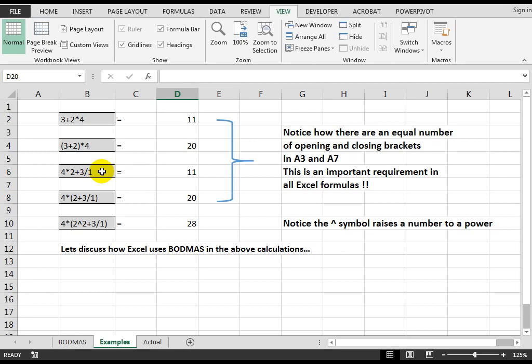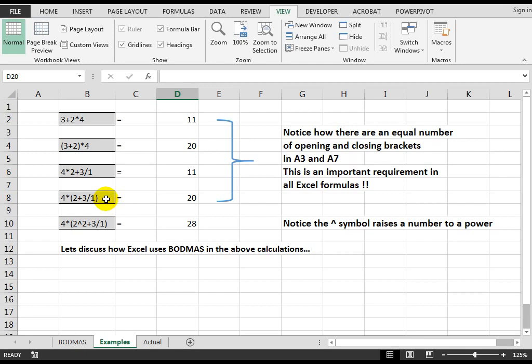This one, it says, are there any brackets? The answer is no. Are there any numbers raised to a power? No. Are there any divisions? Yes. 3 divided by 1, which is 3. Are there any multiplications? Yes. 4 times 2, which is 8. Any additions? Yes. 8 plus 3, the answer is 11.